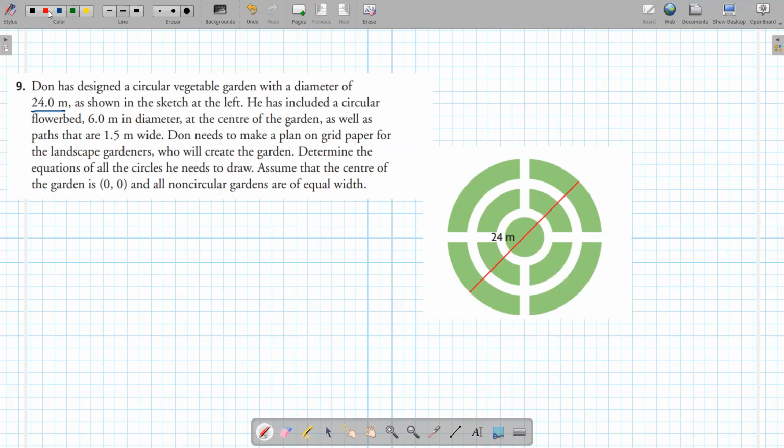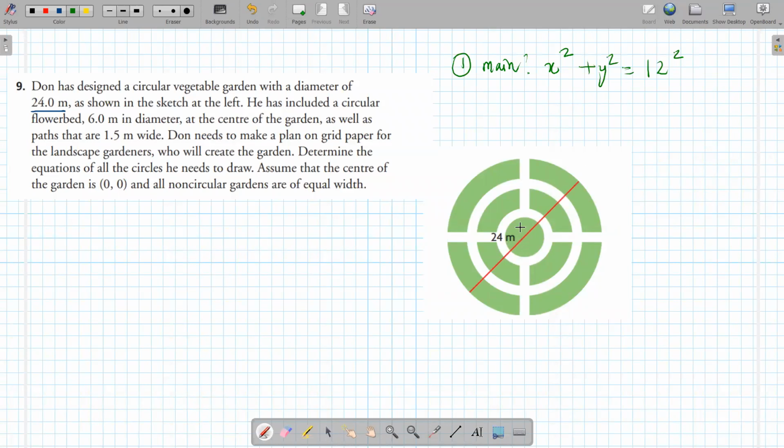So understand what's happening. We have the main garden, right? That has a diameter of 24 meters. So what's the equation? What's the main equation here? What's the equation of the biggest circle? X squared plus y squared. Diameter is 24, so 12 squared. Okay, that's it for the biggest circle.